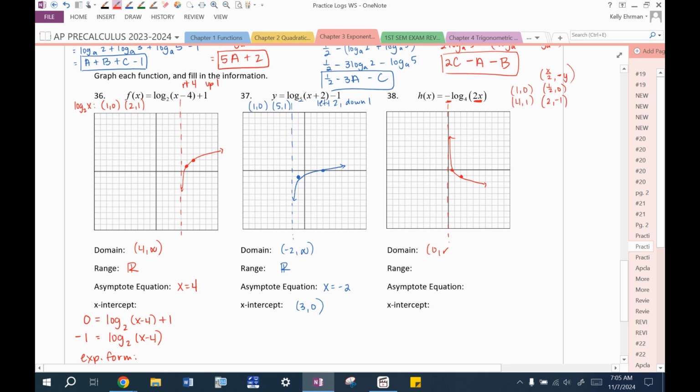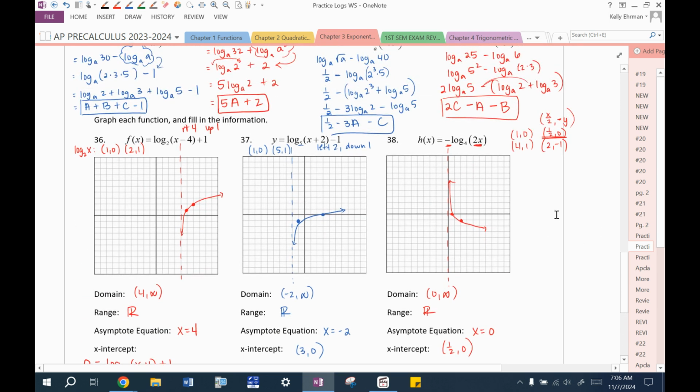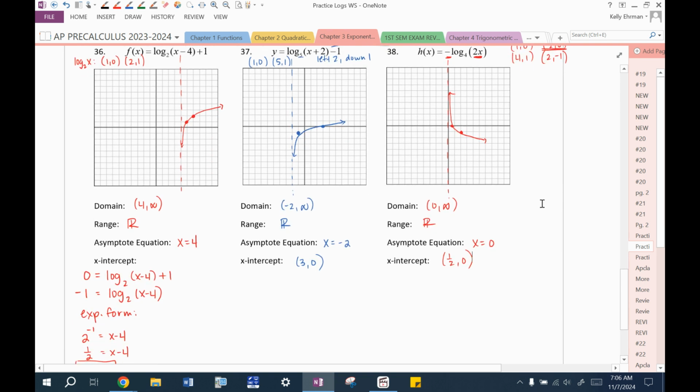So domain is 0 to infinity. Range is still all reals. Vertical asymptote x equals 0. And again, I already have the x-intercept. It's at 1/2, 0. Okay, that finishes this worksheet. That kind of practices a pretty difficult version of everything we've looked at with logarithms so far.